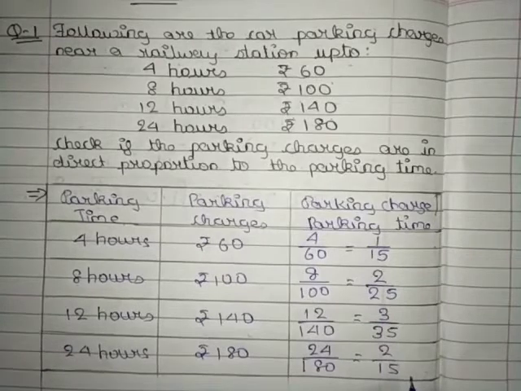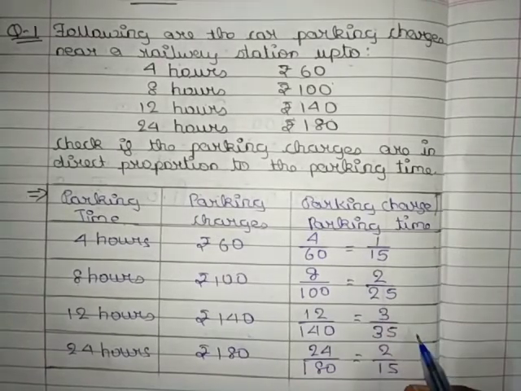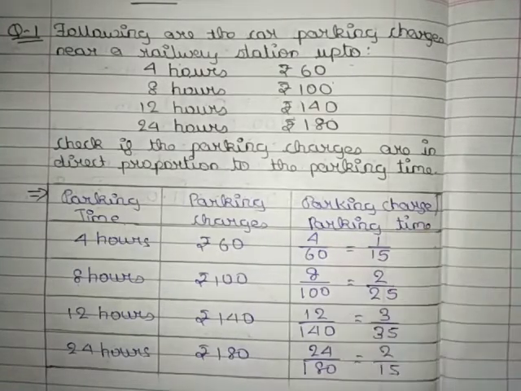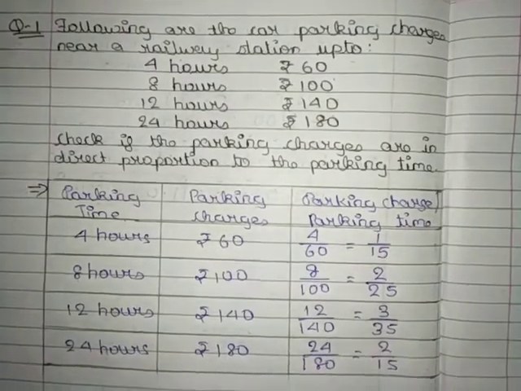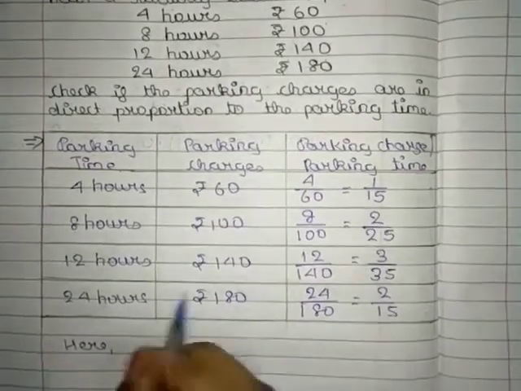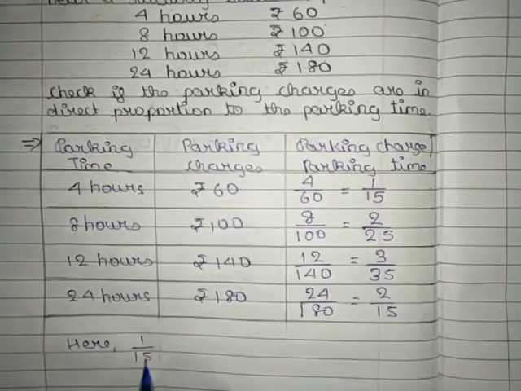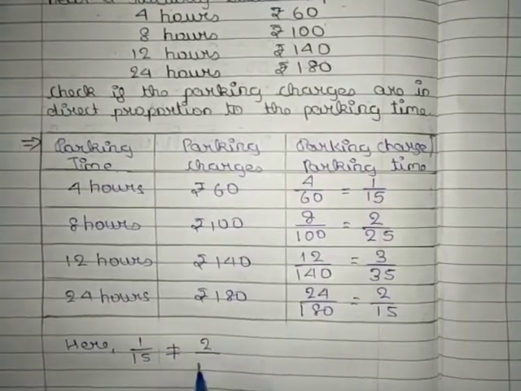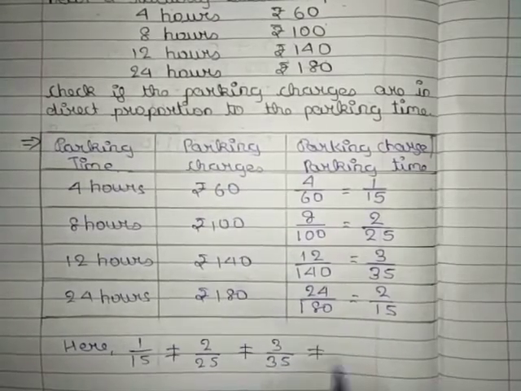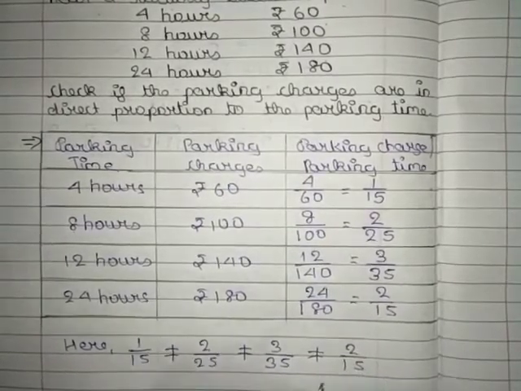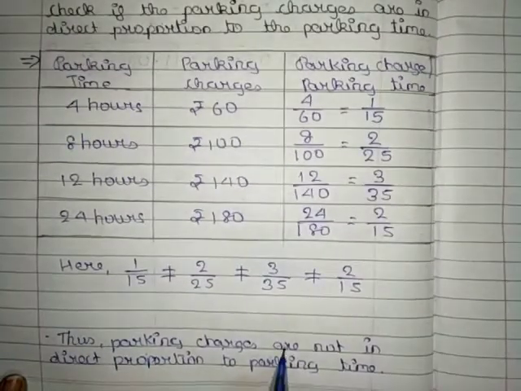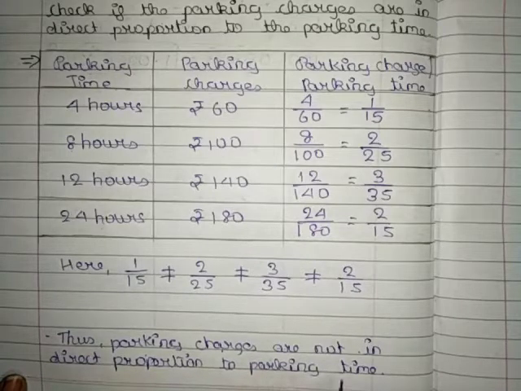So we got the ratios and no ratio is equal. 1 by 15, 2 by 25, 3 by 35, 2 by 15. So the ratios are not getting equal. What have we concluded here? 1 by 15 is not equal to 2 by 25, not equal to 3 by 35, not equal to 2 by 15. We can say that parking charges are not in direct proportion to the parking time.